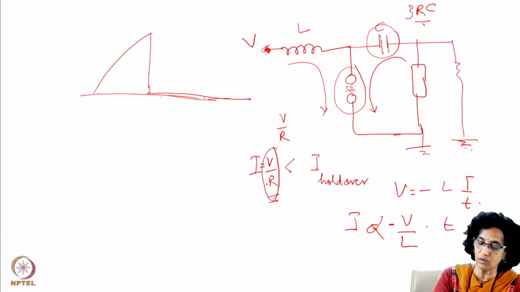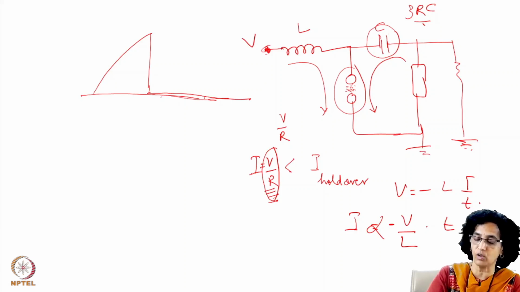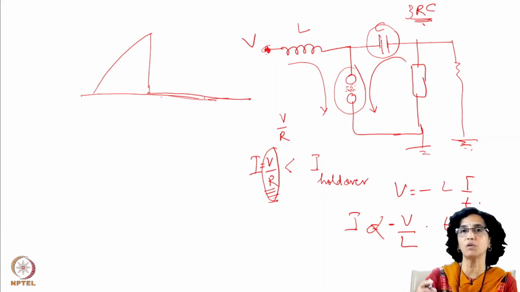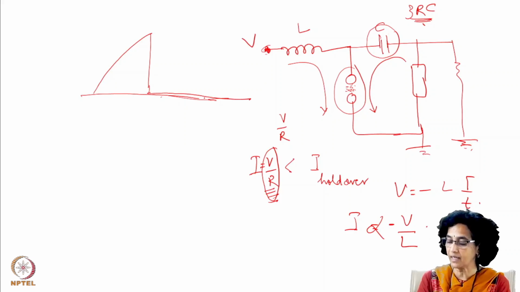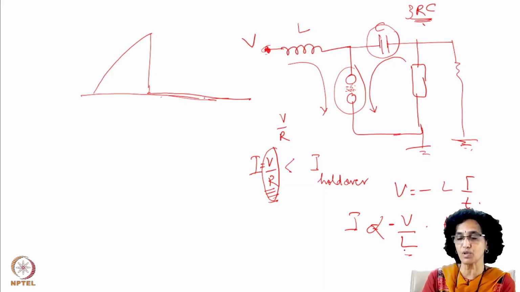If it is maintained low, then R had to be increased. R had to be increased means our charging time was increasing. Now, in this case, at time t equal to 0, the current is 0. And as t increases, the current also increases. And this current is inversely proportional to L.